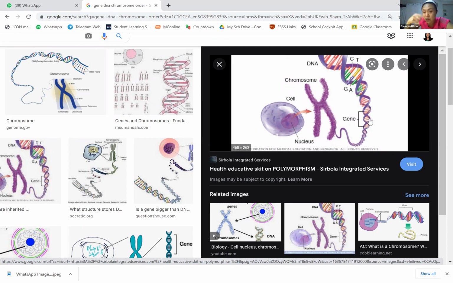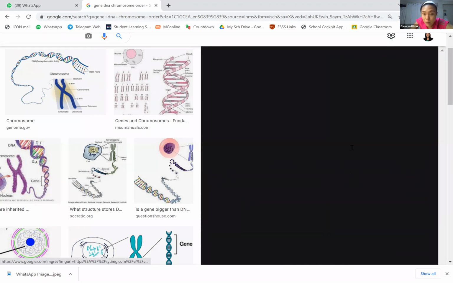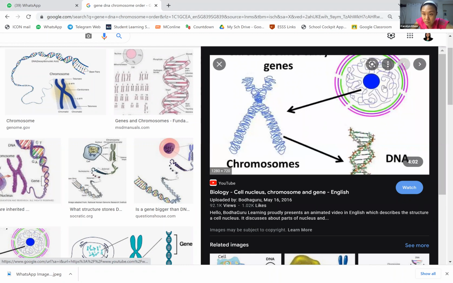Then DNA, when it's wound up, wrapped in proteins, highly coiled, prior to cell division, it looks like this: a chromosome. But actually, normally, it exists as chromatin.